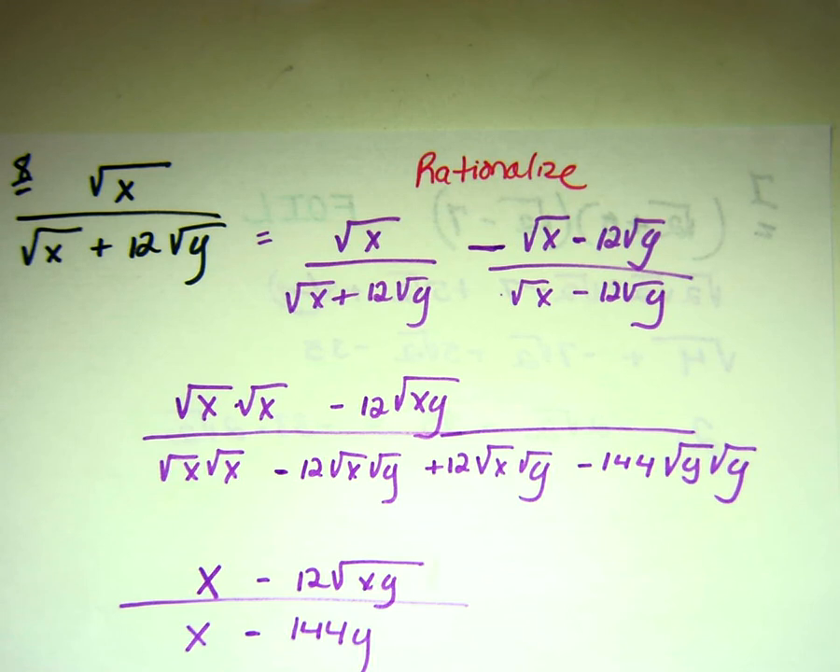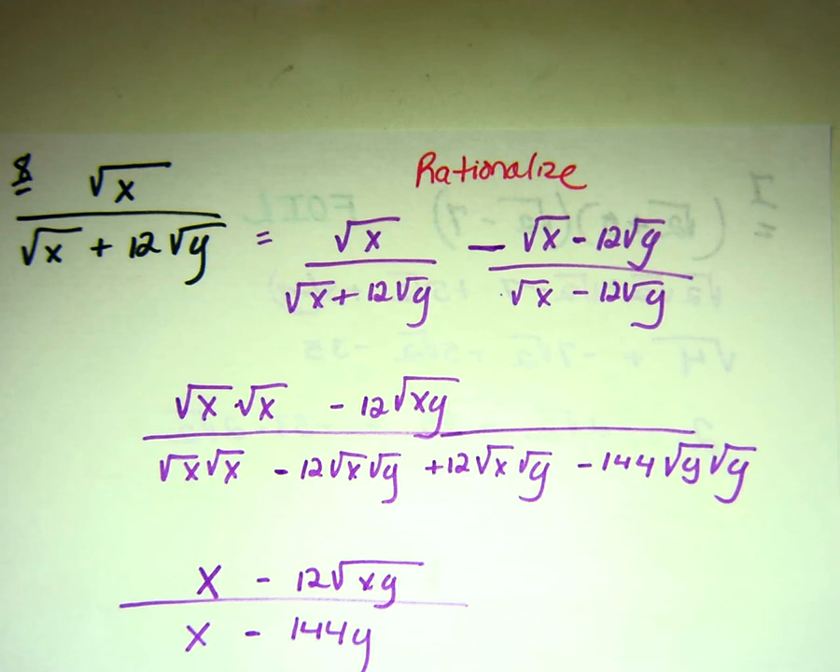For your numerator, you're going to use square root of x times square root of x. Bring over your minus sign, square root of x. Bring over your negative 12. Notice how the square root of x now is under the radical with y.